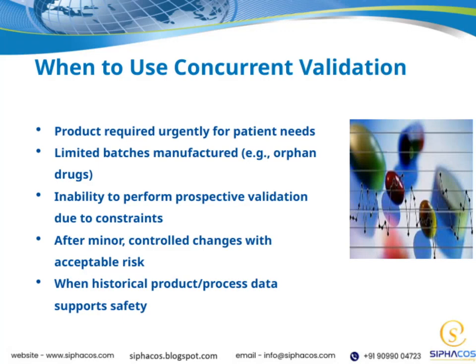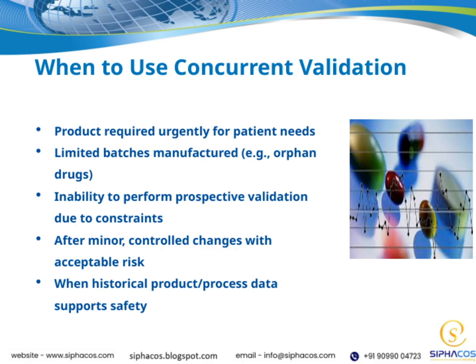Let's talk about situations where concurrent validation becomes necessary. First, when a product is required urgently to meet patient needs, waiting for traditional validation processes might not be feasible. Second, in cases where only limited batches are manufactured, such as with orphan drugs, performing extensive prospective validation can be challenging. Third, sometimes we simply can't conduct prospective validation due to constraints like time or resources.